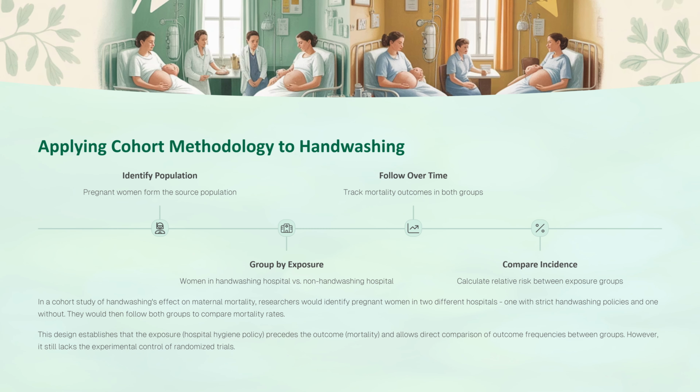Let's apply this methodology to our hand washing example. So here you would identify pregnant women from a source population you're interested in, and then you group them on whether or not their hospital employees wash their hands or not. You'd follow them over time to track mortality, and then you'd compare the incidence between the groups.